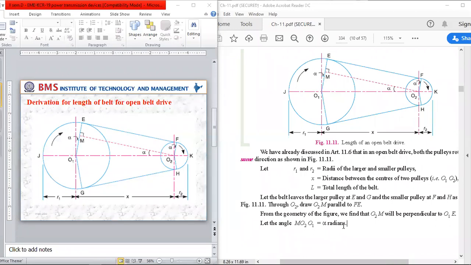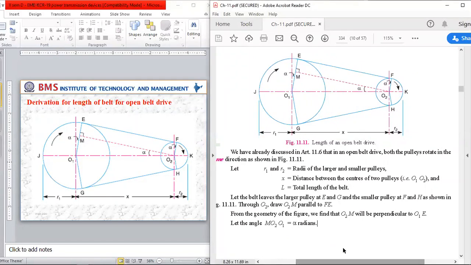These are the things we discussed in the last class. Then we drew a perpendicular, O2M, perpendicular to the O1E. Let the belt leave the larger pulley at E and G, and the smaller pulley at F and H. Through O2 we draw O2M parallel to the FE. This is the geometrical construction for getting the length of the belt.